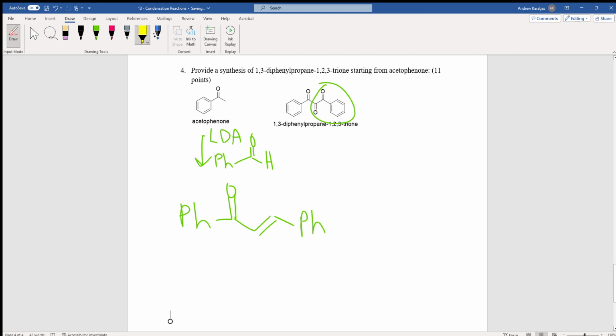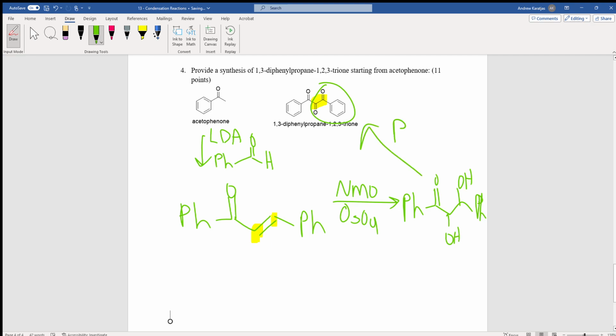but notice I need to get 2 more oxygens installed. And the aldol I just used leaves me an alkene here, which upon dihydroxylation with osmium tetroxide and NMO, I get the diol, and then PCC will be good to oxidize both of those up to the carbonyls.